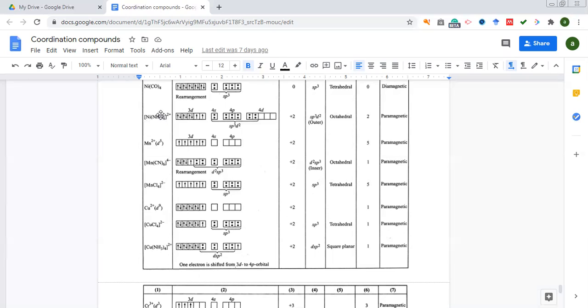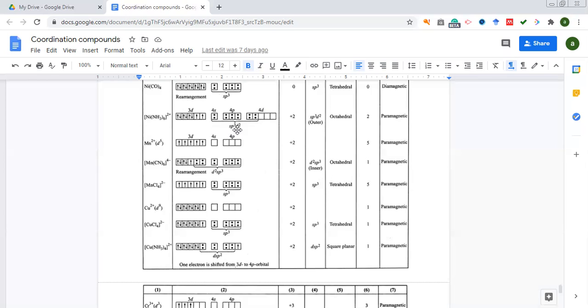Whereas this ammonia belongs to weak field ligands, so this weak field ligand does not pair up these electrons. Next, what is the coordination number of this complex? 6. So that means nickel has to provide how many vacant orbitals? 6 vacant orbitals. Here, in the inner d orbital we don't have any vacant orbital, so we should have all vacant orbitals from the outermost shell. That is 6: 1 from s, 3 from p, total 4. And how many do we require? 2. Those 2 will be provided by the 4d orbital.